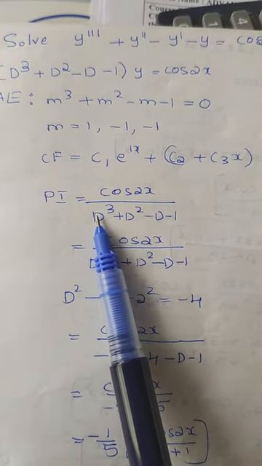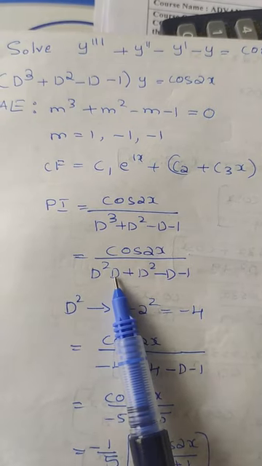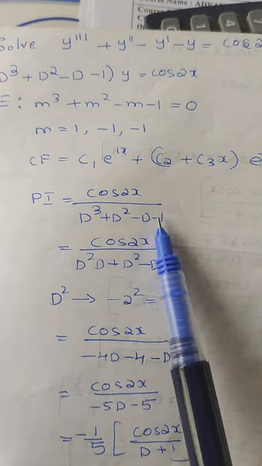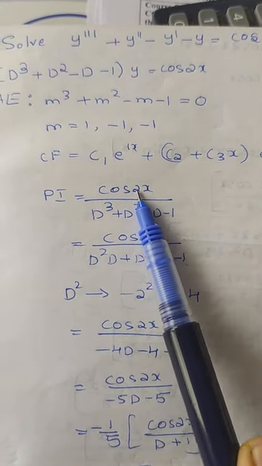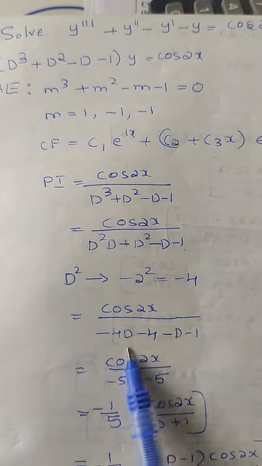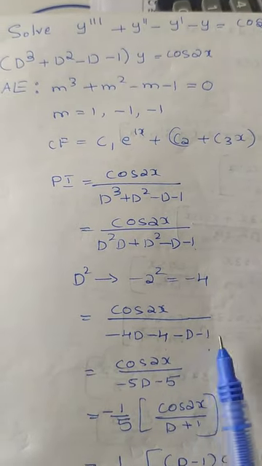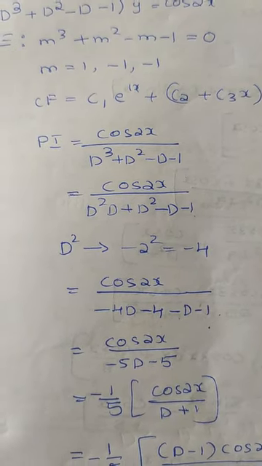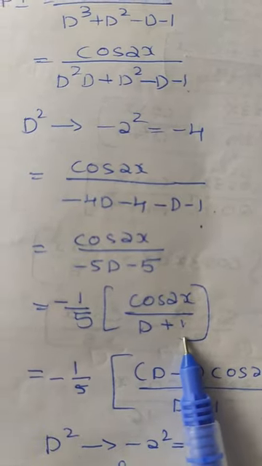See, we have D cube. If you have D cube, write it as D square into D, next to D square minus D minus 1. Now replace D square by minus a square. What is a here? Again, a is 2 only. Minus 4, so minus 4 into D minus 4D minus 4 minus D minus 1. If we simplify, we get minus 5D minus 5 in the denominator. If we take minus 5 common, we get minus 1 by 5 cos 2x divided by D plus 1.